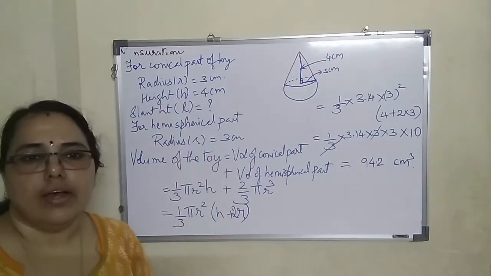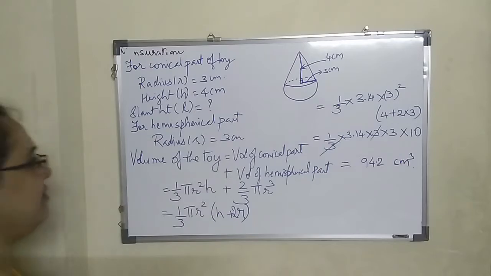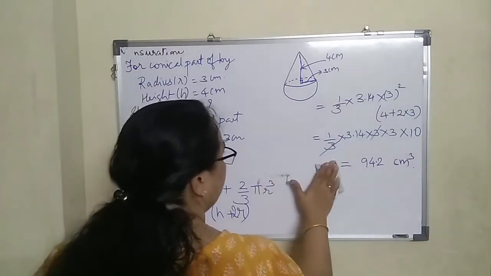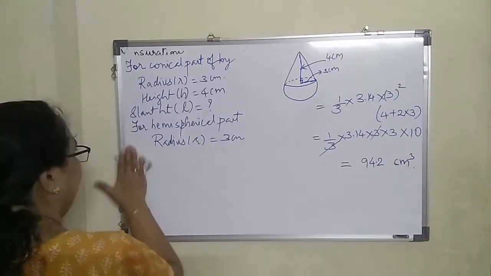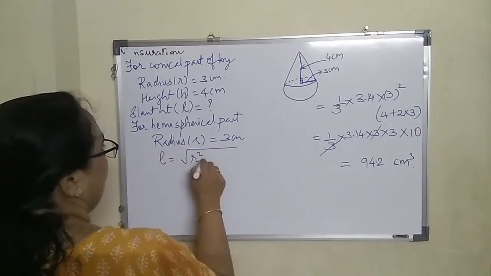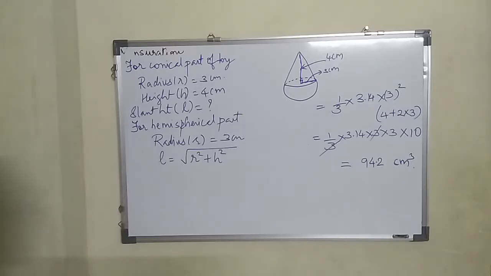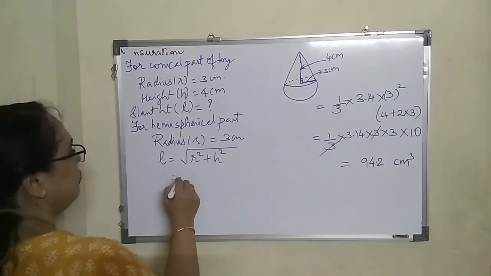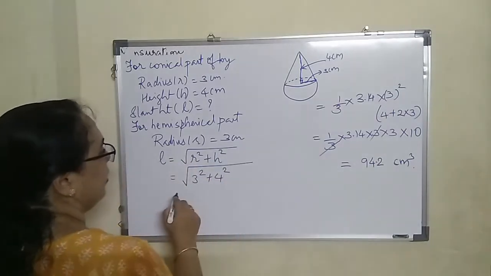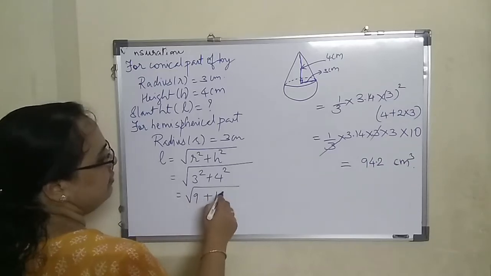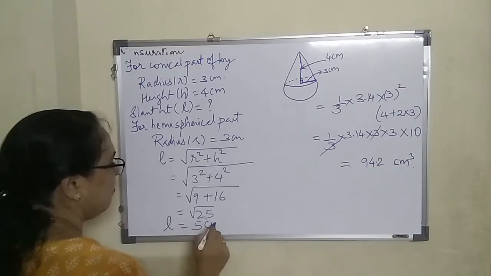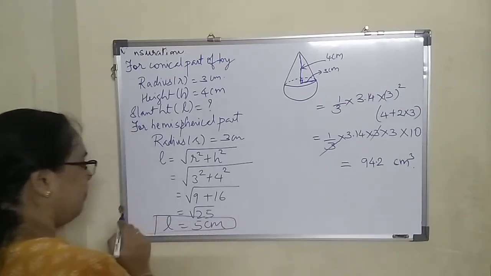I am so sorry. Next, going to find the total surface area. So I need all this as it is. Before that, what we have to find? Yes, girls, what we have to find? l. So what is l? l equal to square root of r square plus h square. So what is it equal to? r is 3 square plus 4 square, giving us 9 plus 16, that is root 25, that is equal to 5. So l is 5 centimeter.